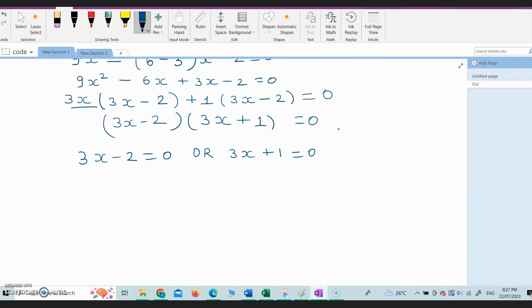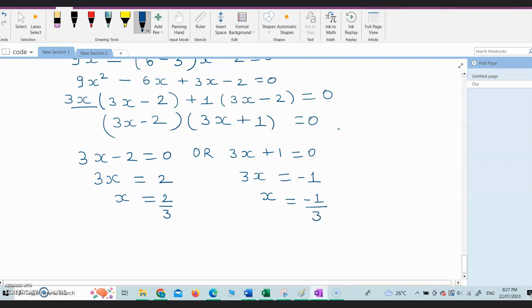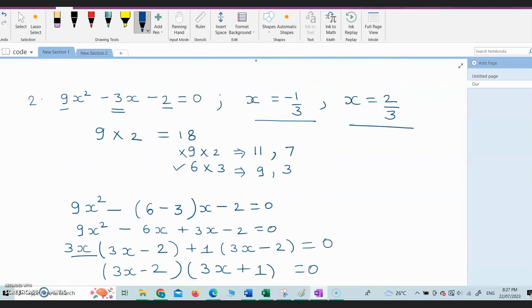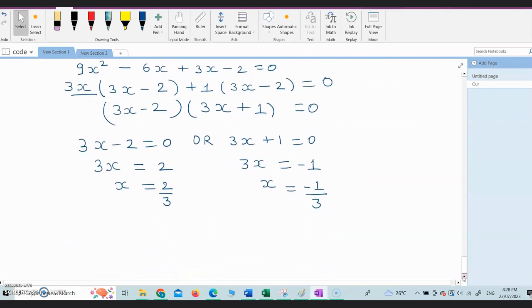If 3x minus 2 is equal to 0, that means 3x is equal to 2, x is equal to 2 upon 3. If 3x plus 1 is equal to 0, that means 3x is equal to minus 1. So x will be equal to minus 1 upon 3. So the question was asking us to determine whether x equals minus 1 by 3 and x equals 2 by 3 are roots of the equation. Yes, definitely they are the roots of this equation. So this was the second question of the exercise.